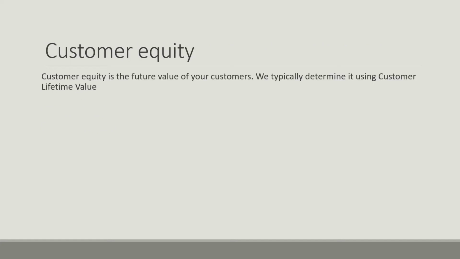Now, there is a new term that Pete brings forward in his book, and it's called customer equity. Customer equity is the future value of your customers. We typically determine it by using customer lifetime value, LTV, or CLV.